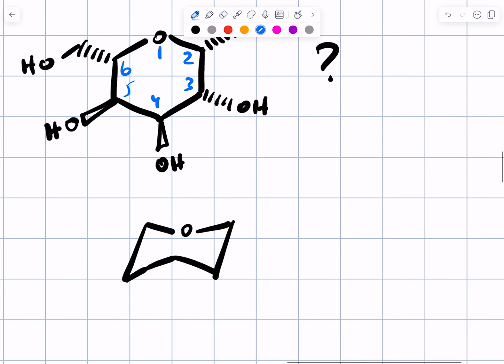So this is critically important. If you don't do this right, you're going to get it wrong. You've got to number your chair in the same sense that you've numbered the ring above.